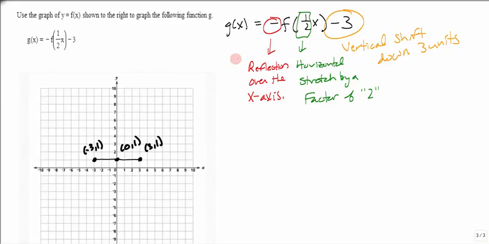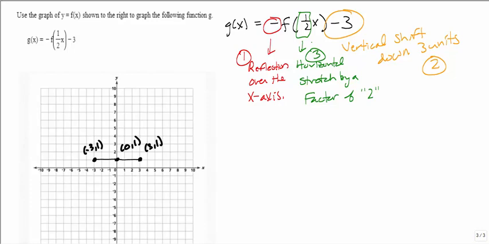So now I have to decide, how am I going to do this, in which order? Let's do the reflection first, then we'll worry about our vertical shift second, and finally we'll worry about this horizontal stretch. Now I could have probably switched the 3 and the 2 steps, but the reflection must come first. I really don't have a choice there.